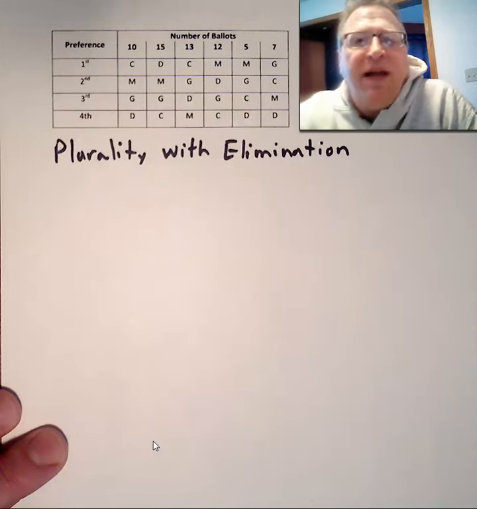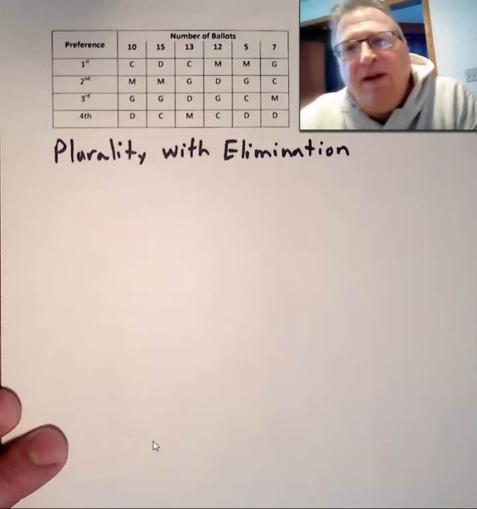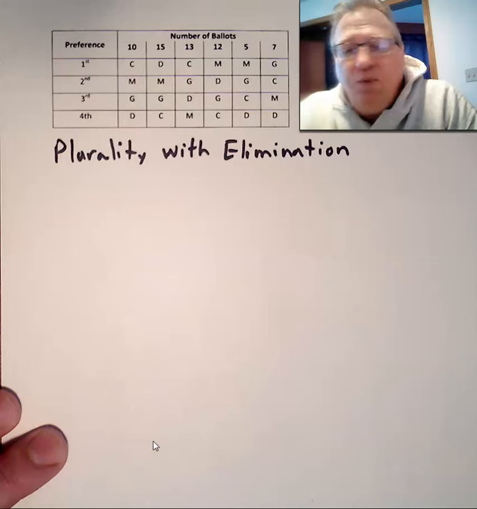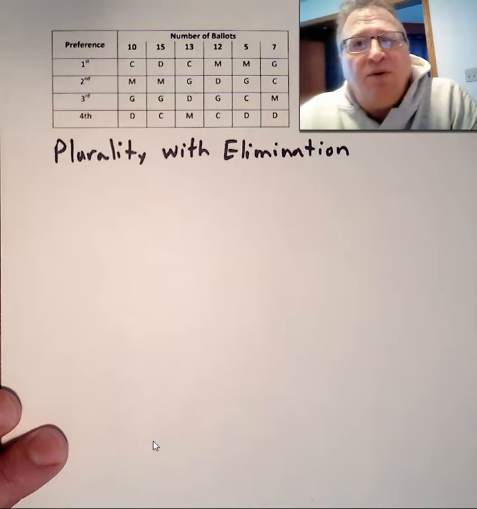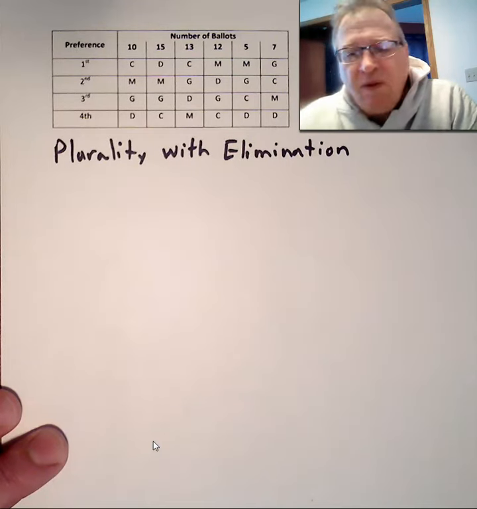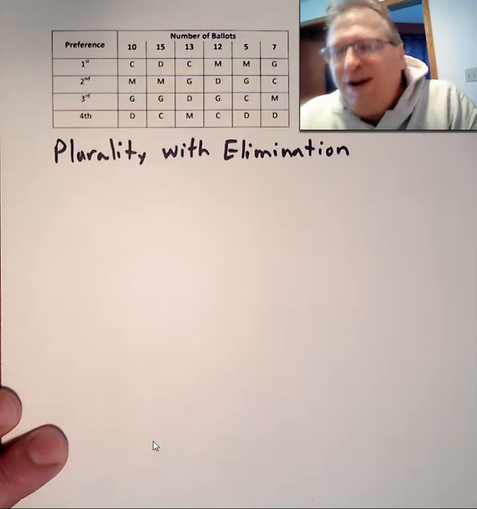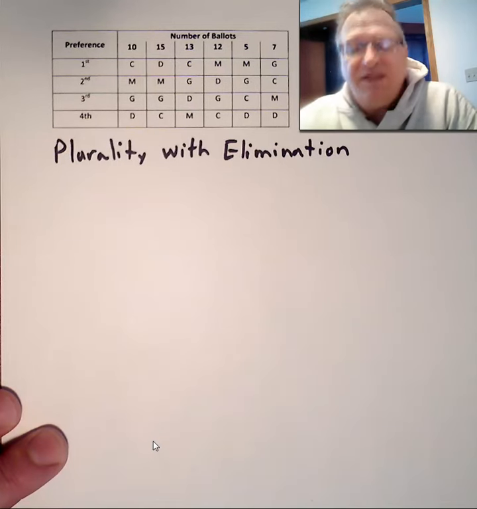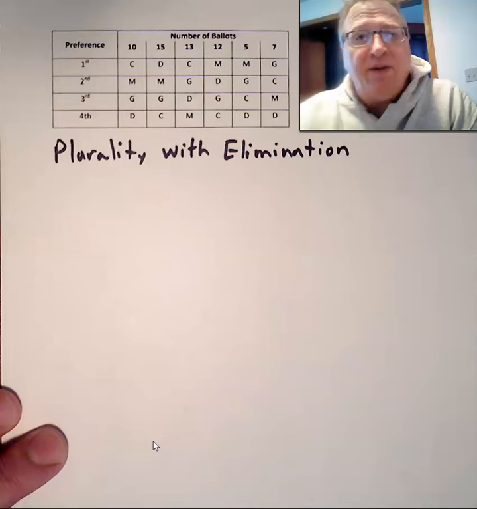Plurality with elimination is like the plurality method in that we will be looking at first place votes. In the plurality method, the winner was the person who got the most votes. We term getting the most votes plurality. In plurality with elimination, getting the most votes, getting the plurality, is not enough. You have to have a majority to win.